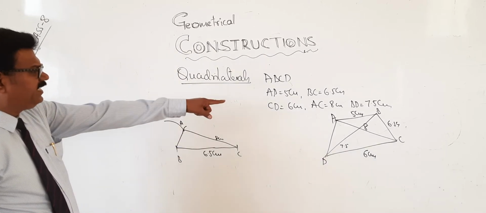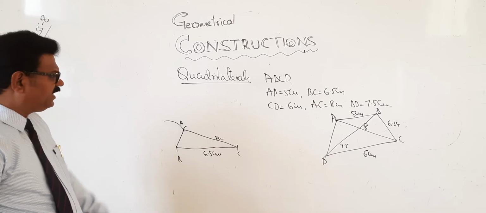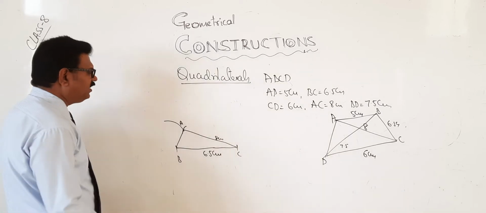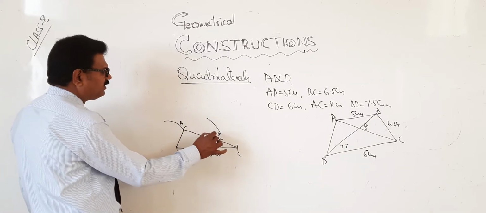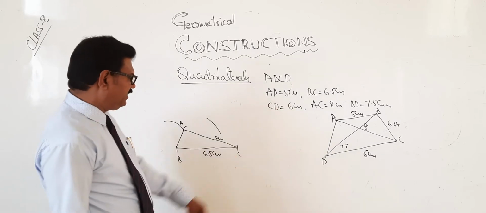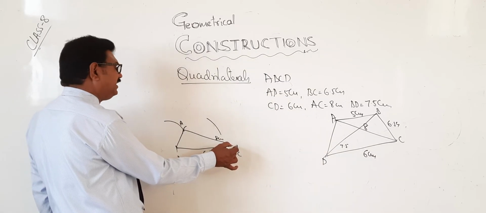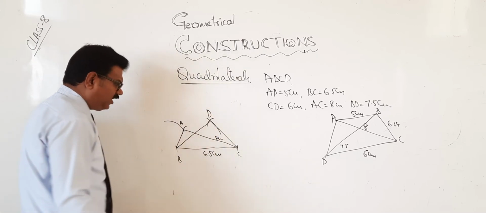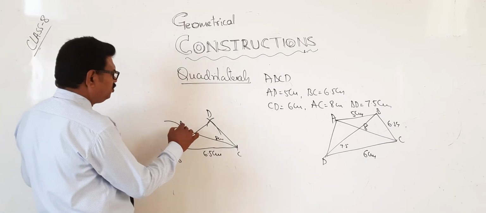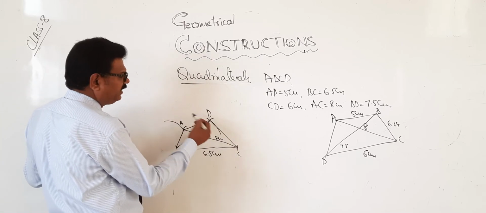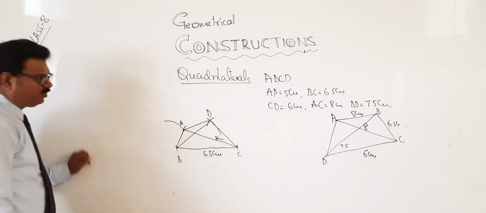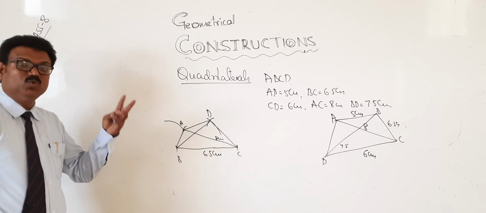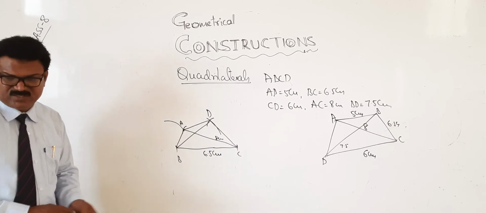Now AD, how much is there? Otherwise BD, how much is there? BD is 7.5. From here you draw an arc. CD is 6 centimeters. Take C as center and cut it. Now it is over. Just join AD. AD, how much, we don't know. So this is the construction of a quadrilateral when three sides and two diagonals are given. Okay?